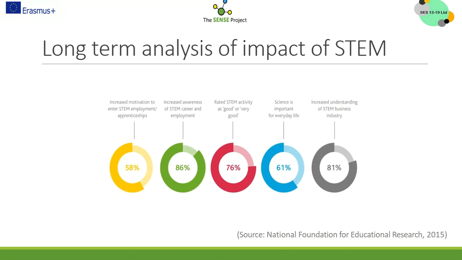The long-term analysis of the impact of STEM. So here you can see some data from the project, where STEM evaluated its impact, and you can see there are some quite significant numbers suggested. 58% of students said they were motivated to enter a STEM career or apprenticeship. 86% said they had a greater awareness of STEM careers, etc. So STEM has had an impact in the United Kingdom, and this has been thoroughly evaluated.